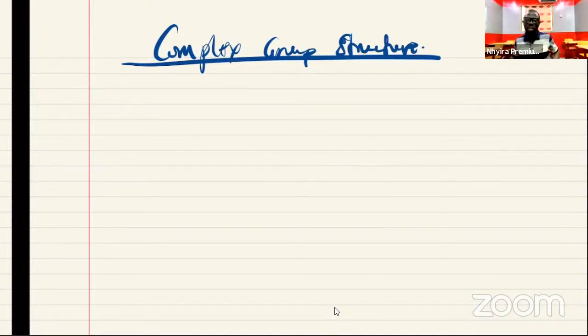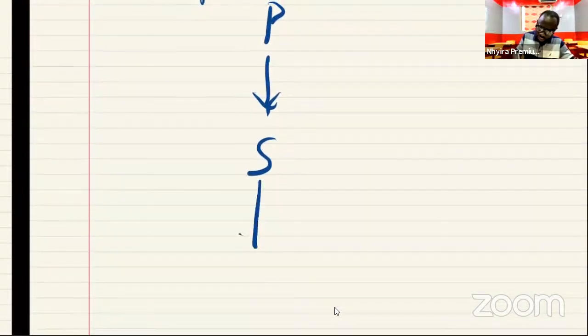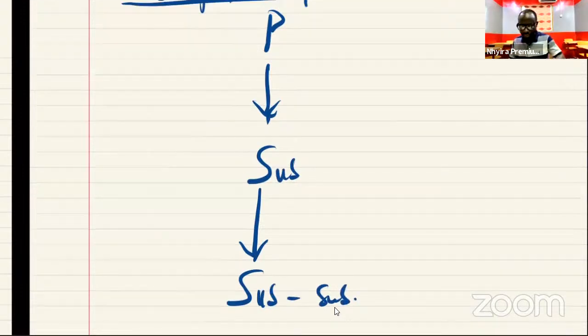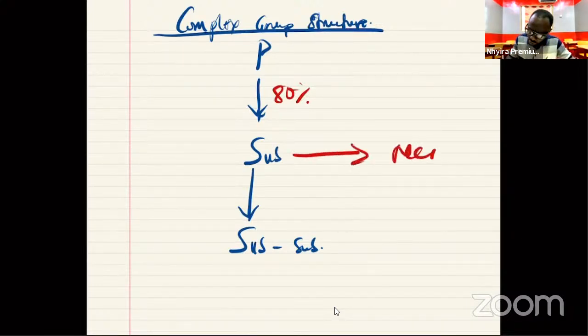Now, when it comes to complex group structure, this is where a parent has a subsidiary and the subsidiary also has control of another company. So this is complex group structure. So we have subsidiary, we have sub-subsidiary. Stay with me carefully here as we build our knowledge. Now, let's say that the parent has 80%, just from our example, in the subsidiary. So the non-controlling interest here is 20%.